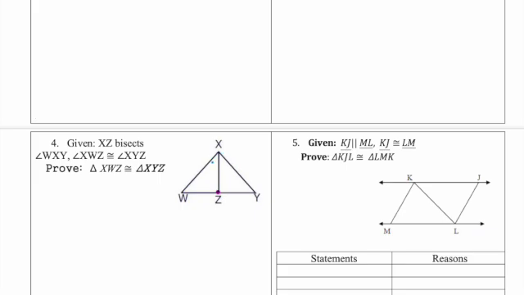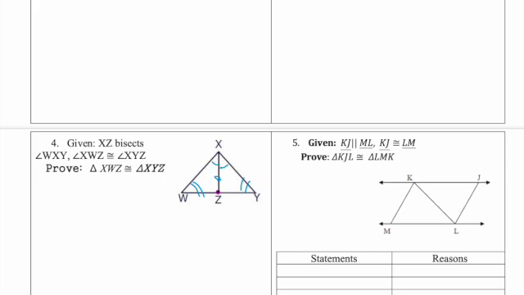Okay, so we have WXY is congruent over here to YXZ. Wait, WXZ is congruent to YXZ because they're being cut by XZ. And we are also told that angle XWZ is congruent to XYZ. All right, now we're talking. And this I know is congruent to itself.